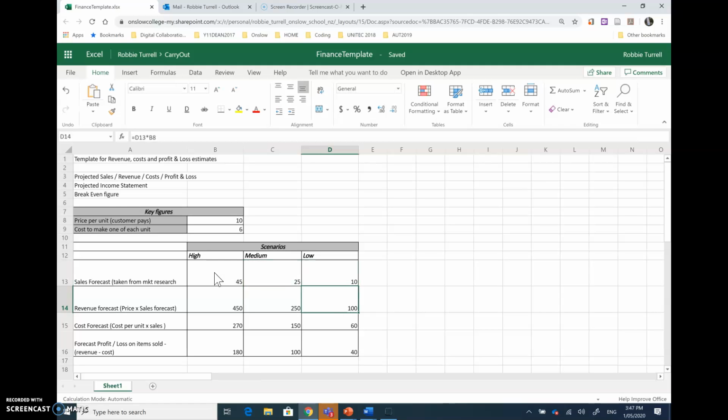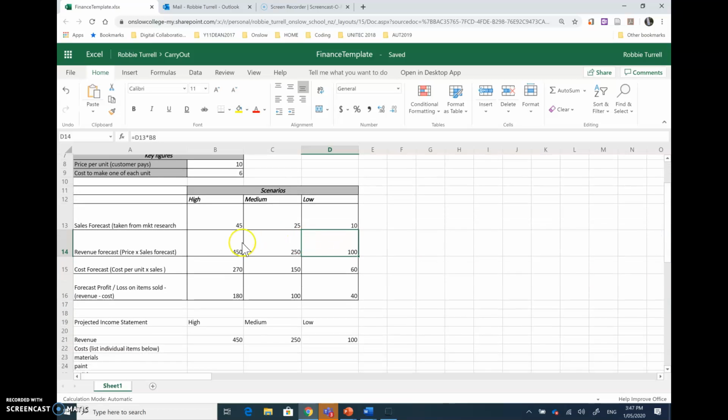Boom. Now what you've probably noticed is that when I punched in these numbers, all of these things changed, because I have put formulas in. It's worked out very quickly by using sales multiplied by price, and that gives our revenue. So it's 45 by 10, 450; 25 by 10, 250; 10 by 10, 100. This is the amount of money that we are going to be earning, the amount of revenue.